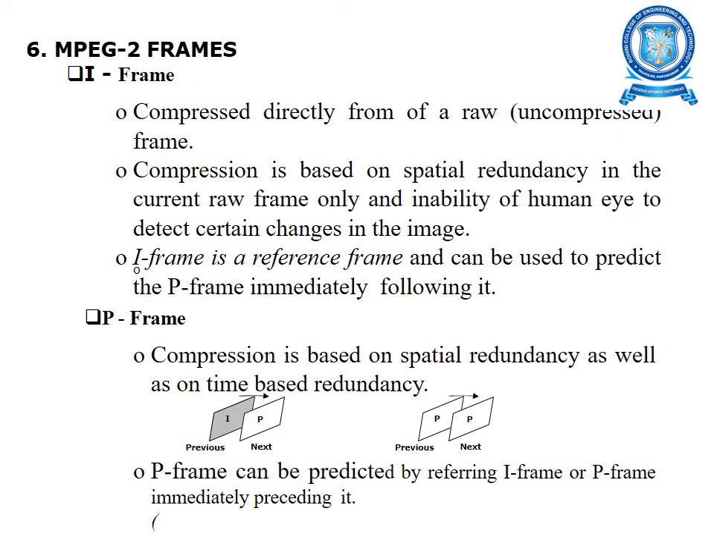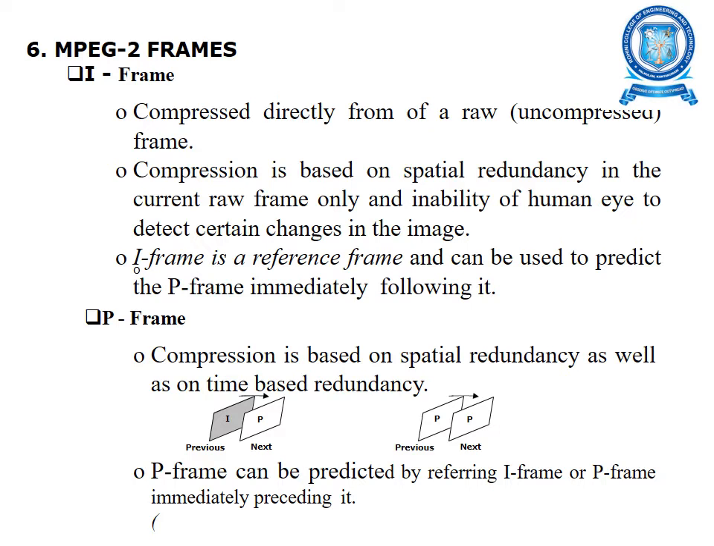So first thing is the MPEG-2 frame, the I frame. This I frame is compressed directly from a raw uncompressed frame. It is based upon spatial redundancy in the current raw frame only, and the inability of the human eye to detect certain changes in the image. This I frame is a reference frame that can be used to predict the P frame that is immediately following it.